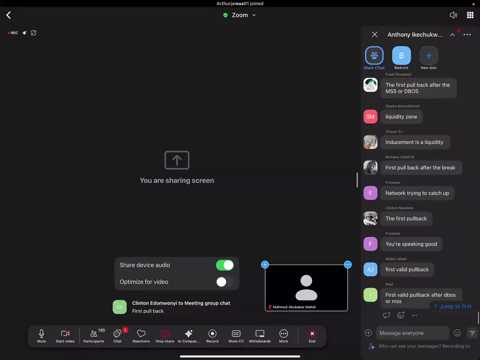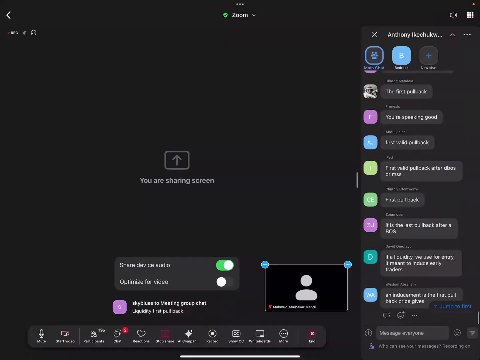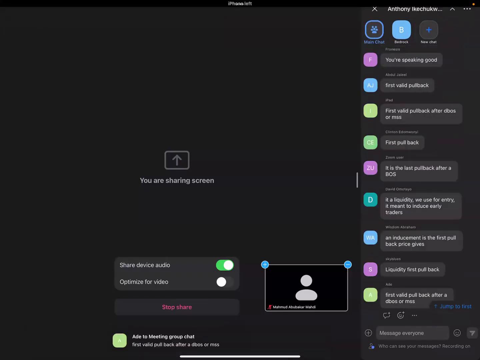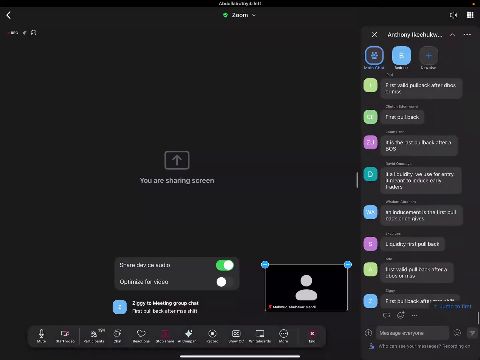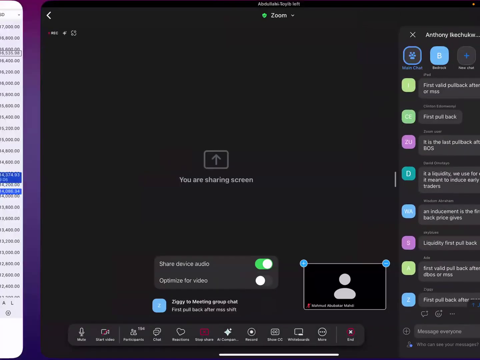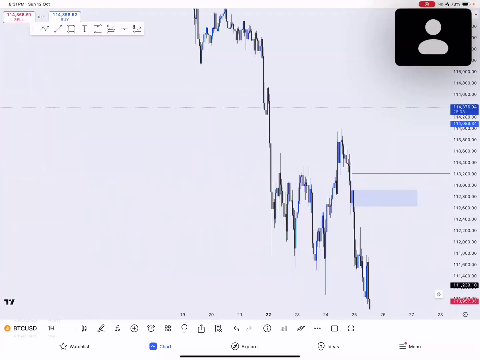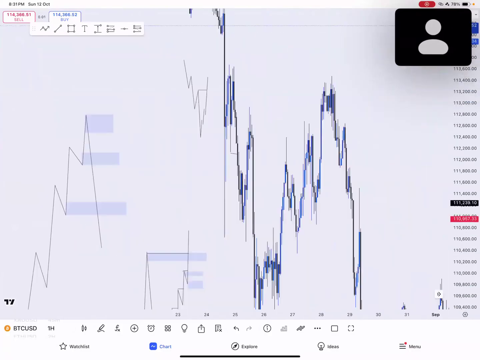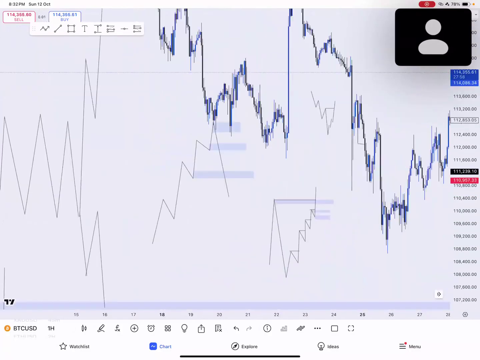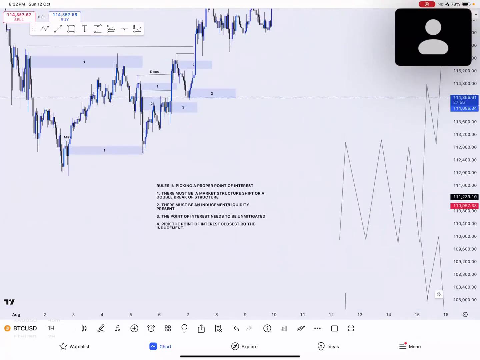Exactly. So an inducement is the first valid pullback after a double break of structure or a market structure shift. Exactly. So that is what the second rule is trying to tell us. It's telling us that after we've marked our double break of structure or market structure shifts, the next thing we should go and look for is the inducement. So without any inducement, we should not be looking for any other thing until we see an inducement after the double break of structure or the market structure shifts.